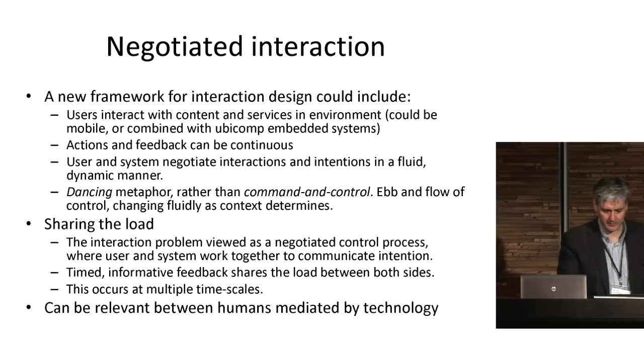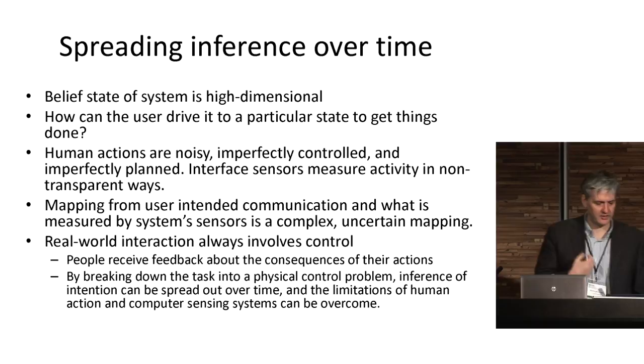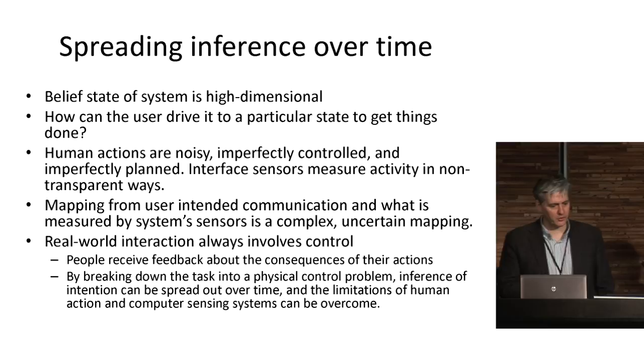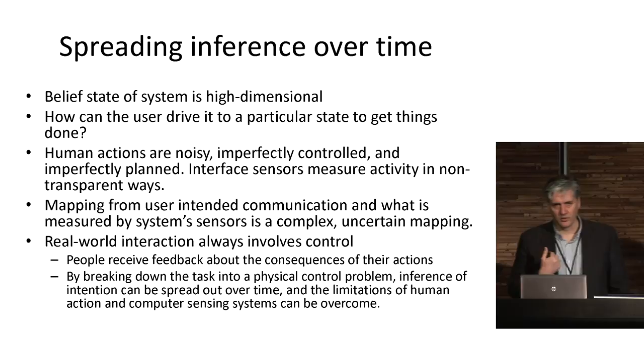So we're spreading the inference process over time. You've got a high-dimensional belief state, but the user wants to drive that into a particular state to get things done. However, the user actions that are doing that driving are noisy, imperfectly controlled, imperfectly planned, and the interface sensors are measuring these activities in non-transparent ways to the user. So you need to have a map from that intended communication and what is sensed by the system, and feed that back to the user.